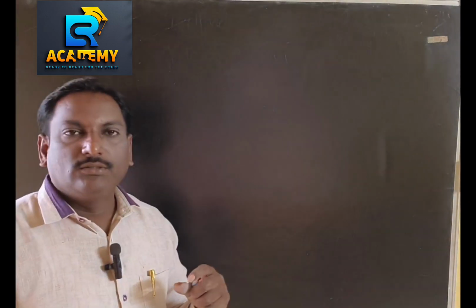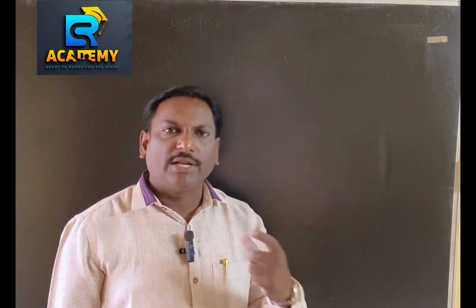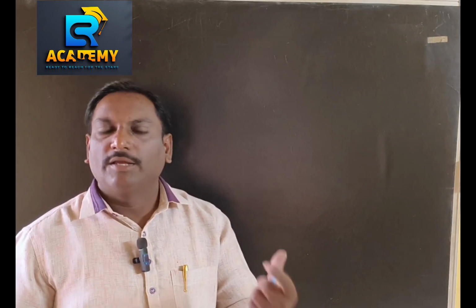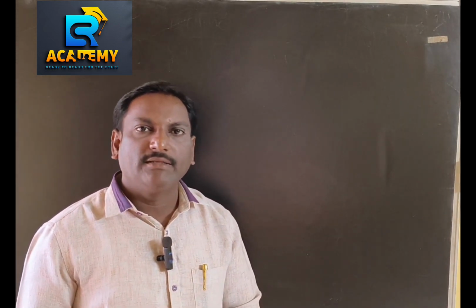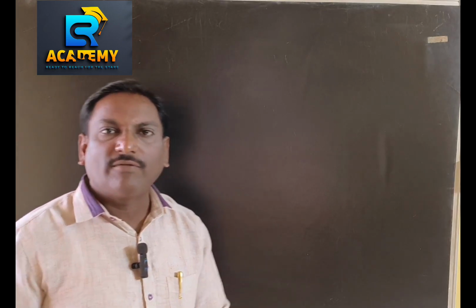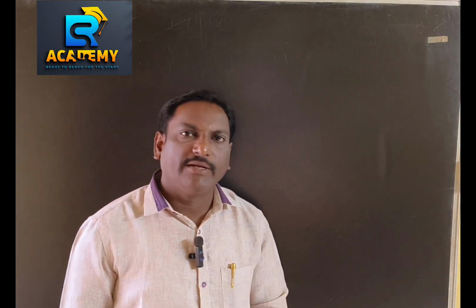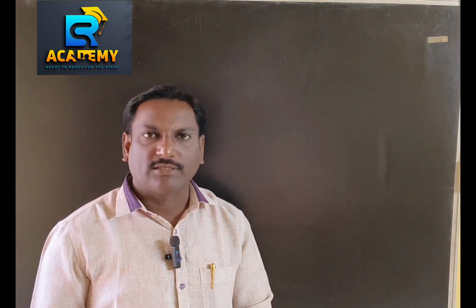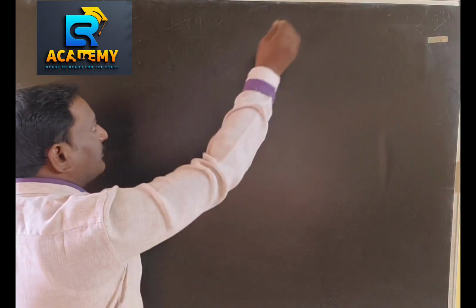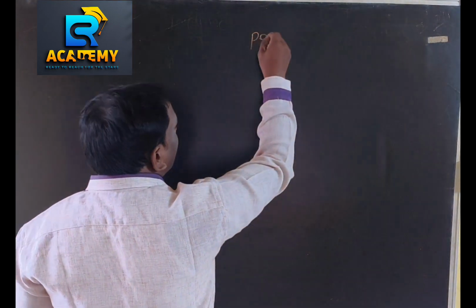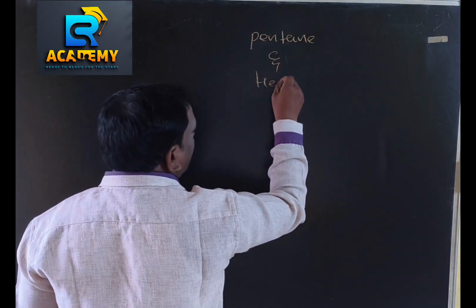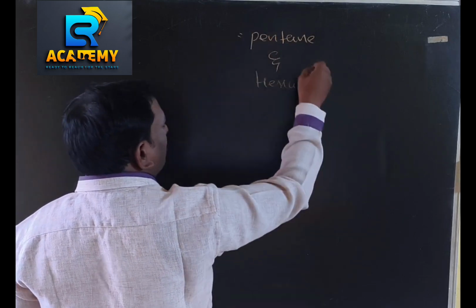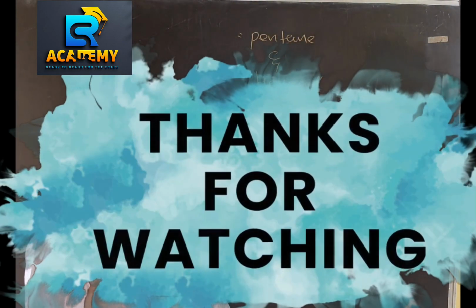Make a note. So pentane and hexane: try yourself. What is the chemical formula of pentane? How many covalent bonds are there in pentane? What is the nature of hybridization of carbon in pentane? How many sigma bonds are there in pentane? Try to use the structures. So homework, try yourself: pentane and hexane. Okay.